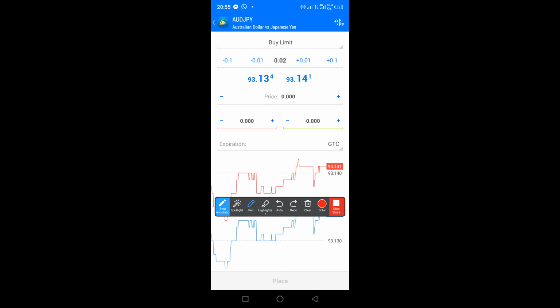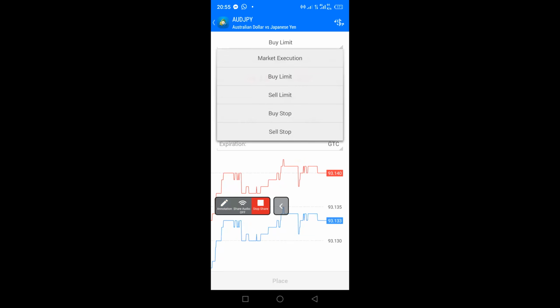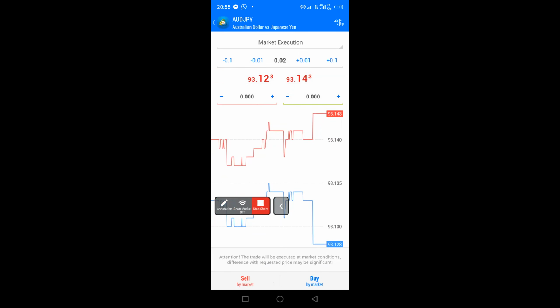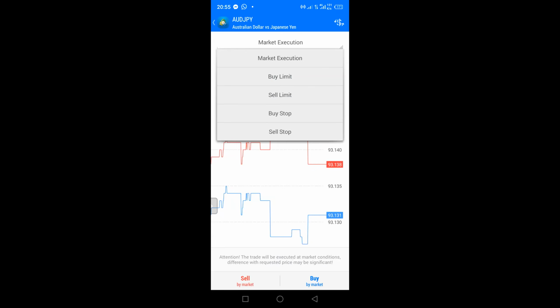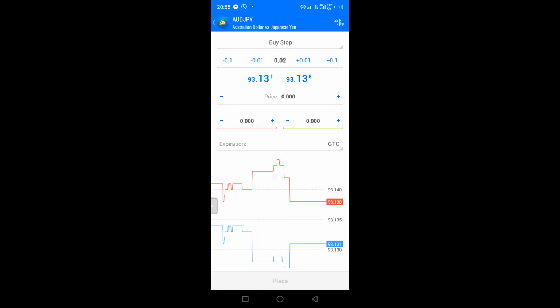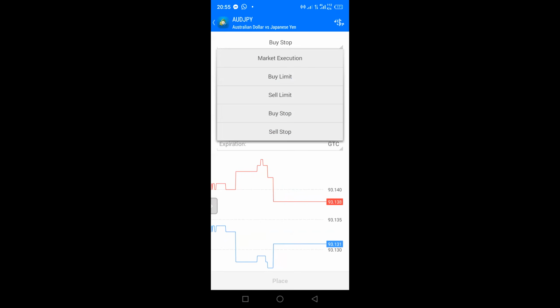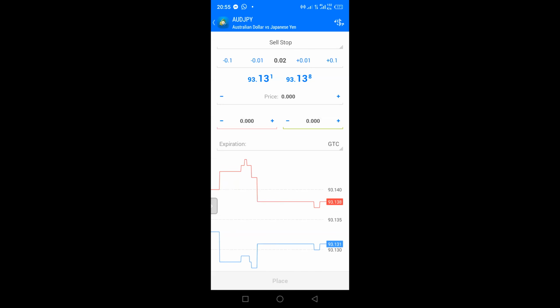So I'm going to go back again, click here and click on market execution. I want to see the difference. There is no price. You are buying at market price. If I click on it and click on buy stop, for instance, now you have price in the middle. Same thing will happen if I go to sell stop. You still have price in the middle, right?